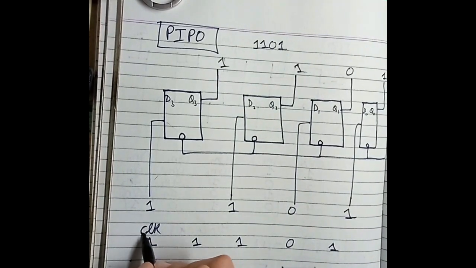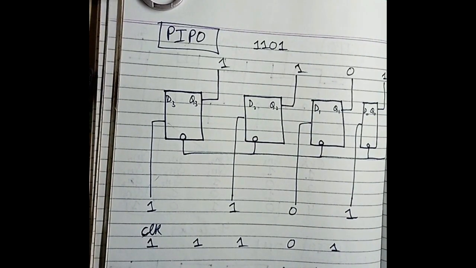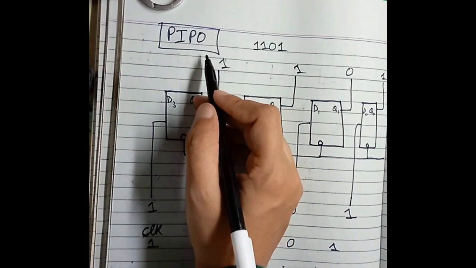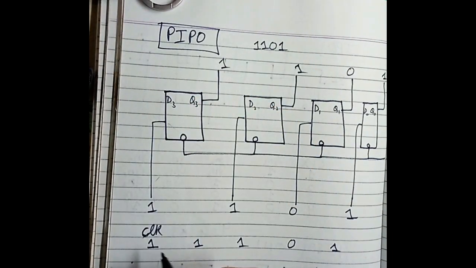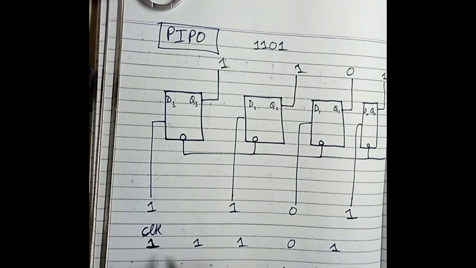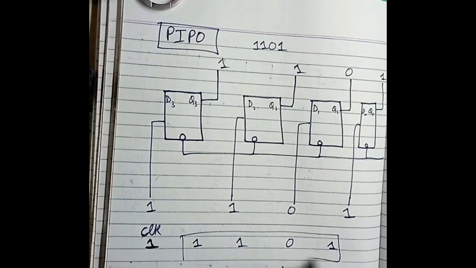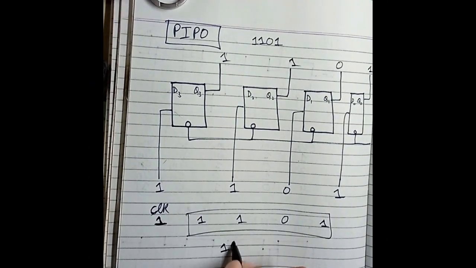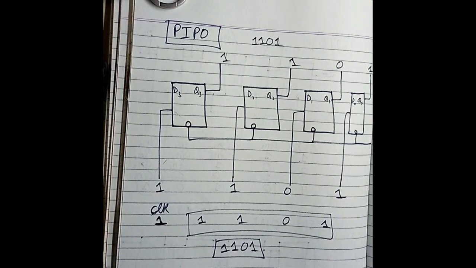So this is the fastest of all the 4. The parallel input parallel output is the fastest register, because on the first clock we will get all our outputs ready to use. 1, 1, 0, 1 is our final answer. So these are the 4 types of registers.